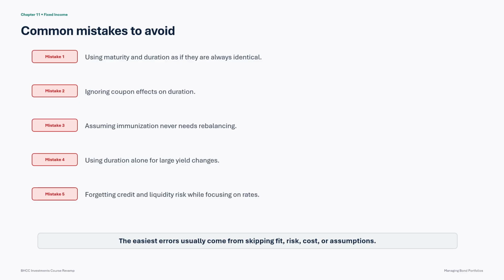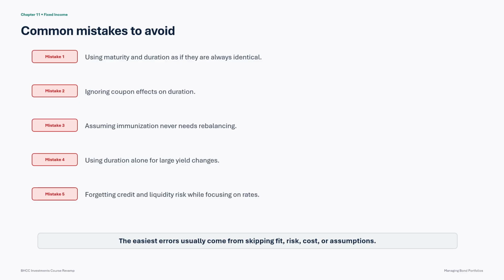Mistake 5 is forgetting credit and liquidity risk while focusing on rates. A perfectly duration-matched corporate bond can still default. A security may also be difficult to sell or finance during stress. Rate risk is only one column in the spreadsheet, even when it is the column with the largest font.